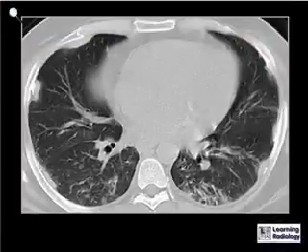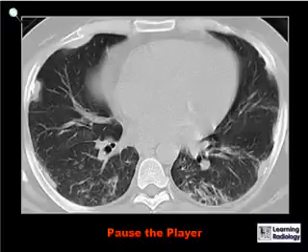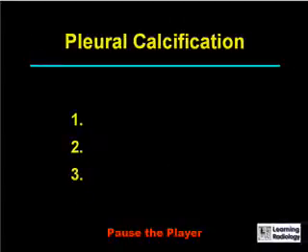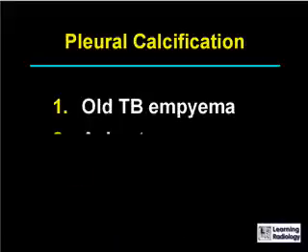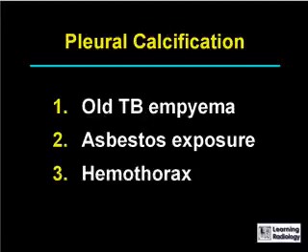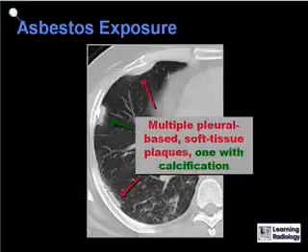Here's the next differential. Pause the player. The differential is pleural calcification. There are 3 main causes. Pause the player. The 3 main causes of pleural calcification are a healed tuberculous empyema, asbestos exposure, or a hemothorax.